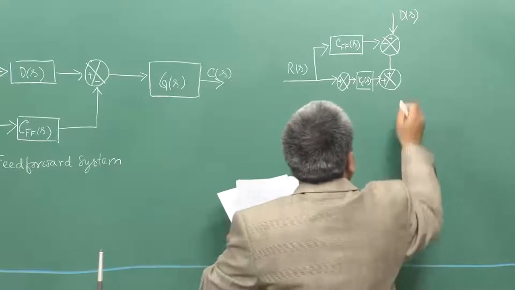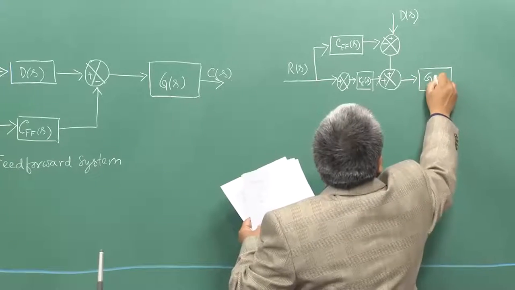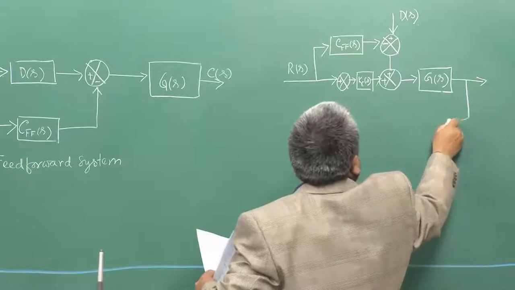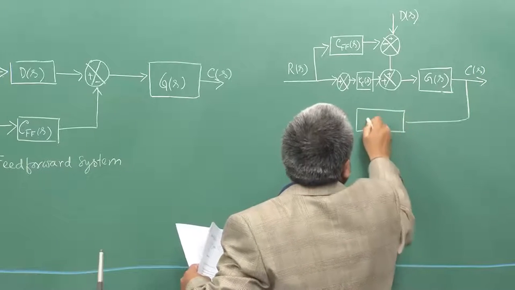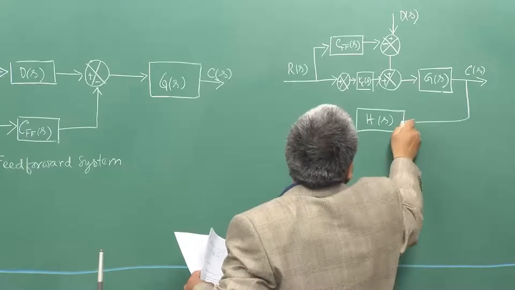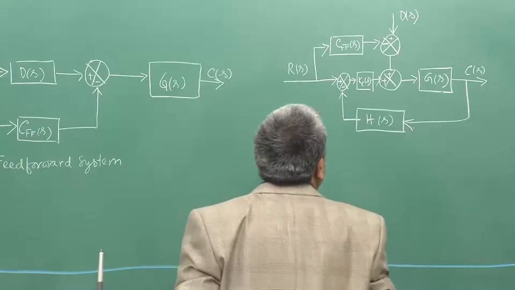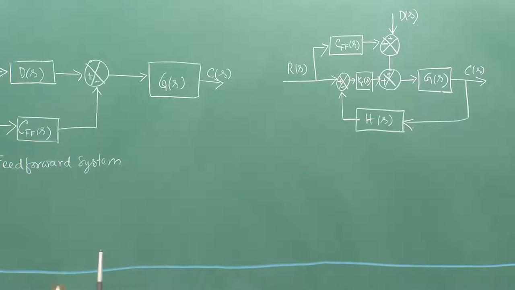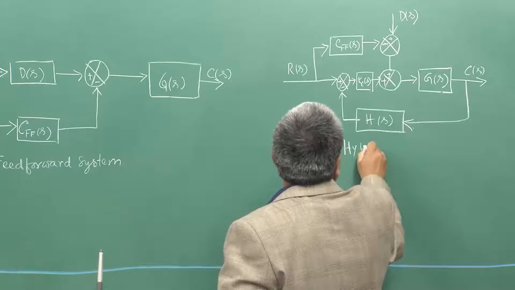K_C(s) coming up, and this system is going to my plant which is G(s), and then I am going to take out that C(s). I am going to put an H(s) here, and then I am going to put it back here with a negative sign. So here we get the advantage of both feed forward and feedback. So the top part is the feed forward loop, and the bottom part is the feedback loop. So this is a hybrid control system.